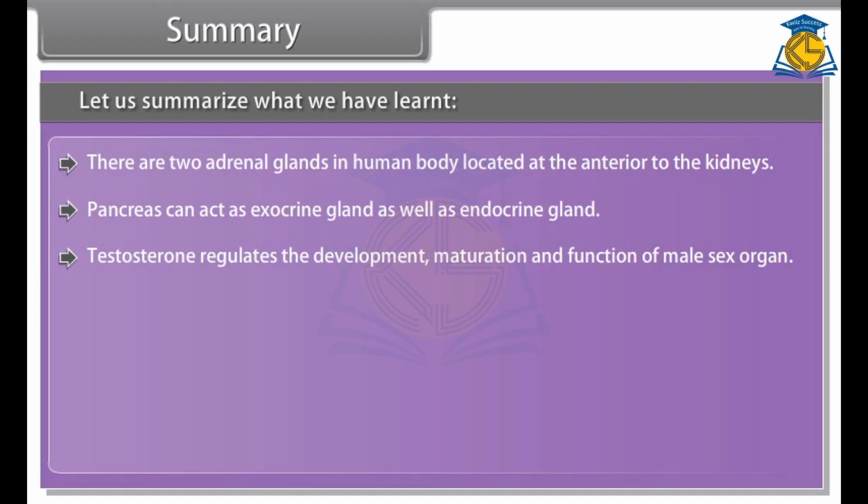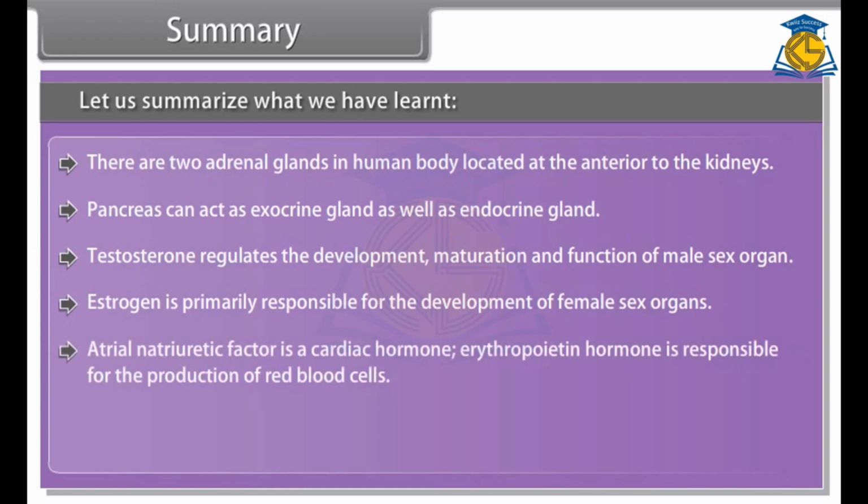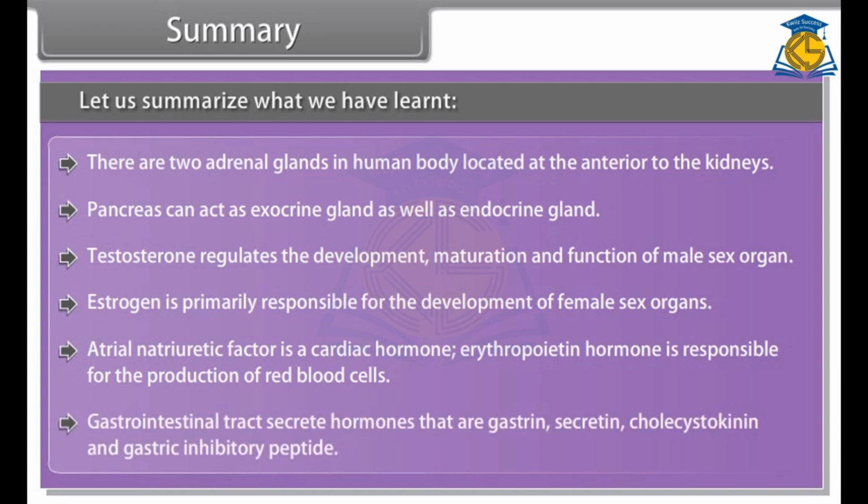Testosterone regulates the development, maturation and function of male sex organs. Estrogen is primarily responsible for the development of female sex organs. Atrial natriuretic factor is a cardiac hormone. Erythropoietin hormone is responsible for the production of red blood cells. The gastrointestinal tract secretes hormones that are gastrin, secretin, cholecystokinin, and gastric inhibitory peptide.